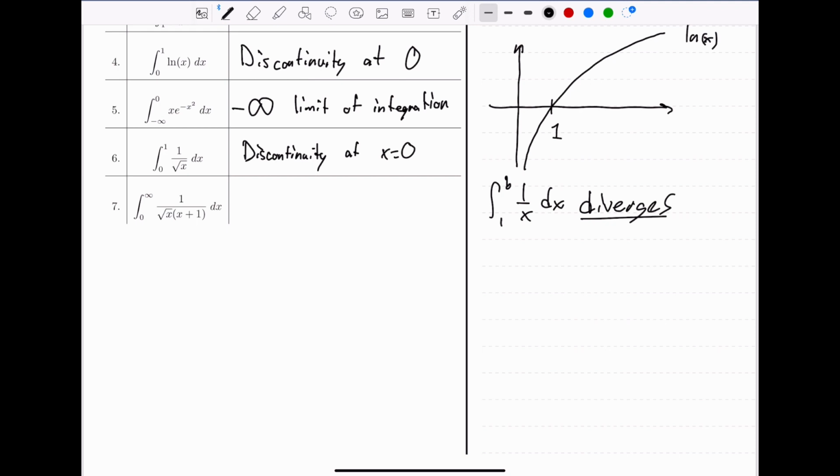Finally, let's take a look at problem 7. Why is this integral improper? Well, there are actually 2 reasons. First of all, we can see the infinite limit of integration. So that's one reason.